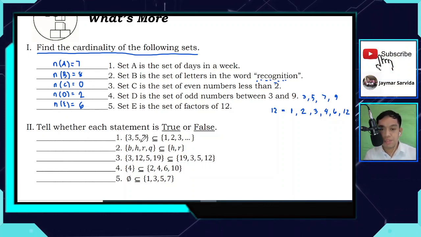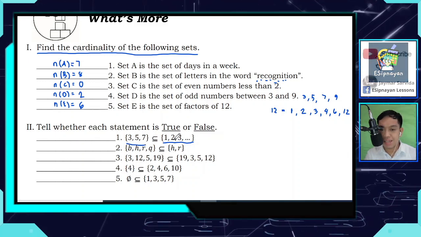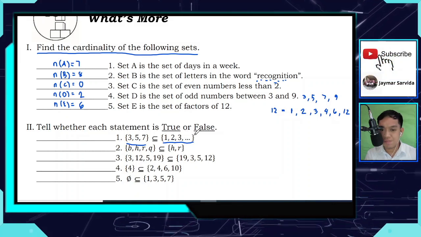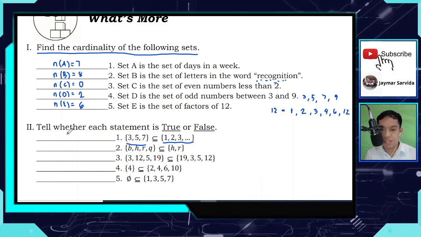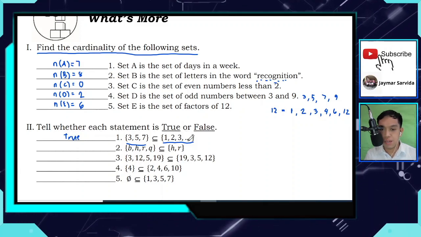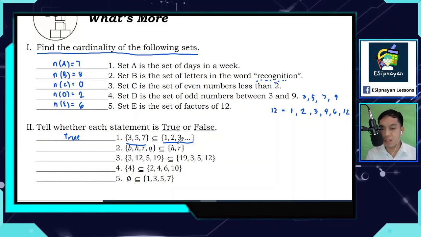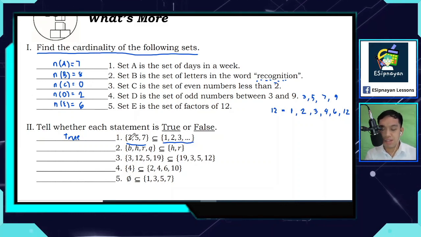Next, tell whether each statement is true or false. Number 1. Itong unang set natin is a subset daw nito. Yes, of course. Kasi lahat ng elements nito ay nandirito sa ating set na to. Okay, so that is true. Tuloy-tuloy ito eh. 1, 2, 3. Ayan o, may 3 dots. Ibig sabihin tuloy-tuloy yan. Lahat ng counting numbers to. So, kabilang dyan yung 3, 5, at saka 7.